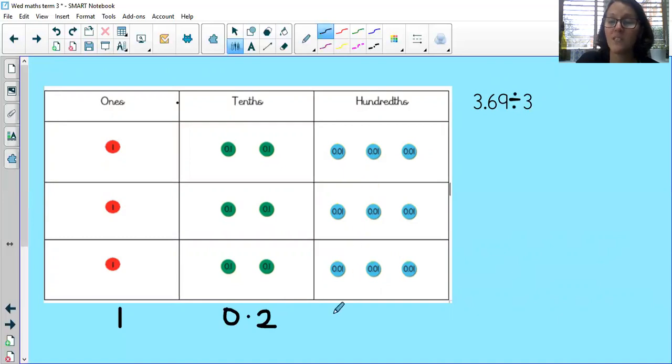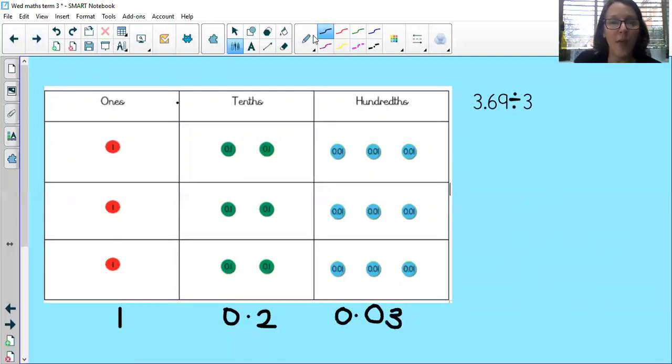And finally, what is 0.09 divided by 3? Think about the fact web that we did first of all. Do you know what 9 divided by 3 is? That will help you get to 0.09 divided by 3. 0.03.